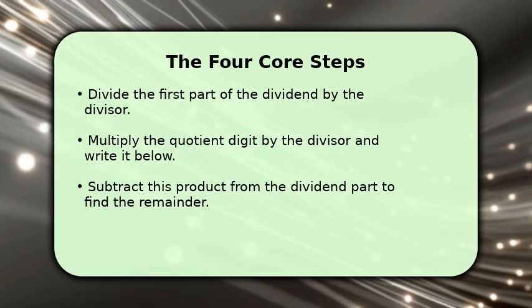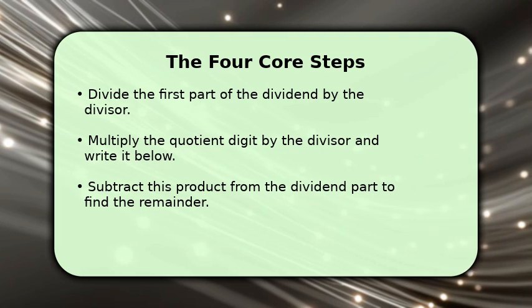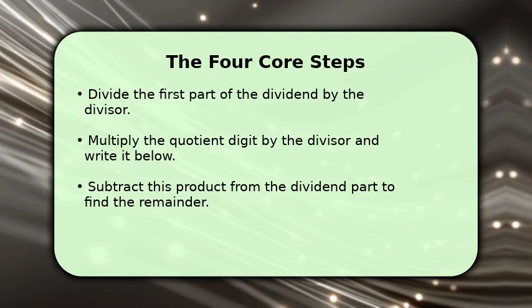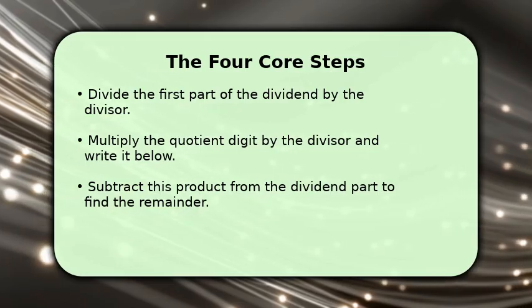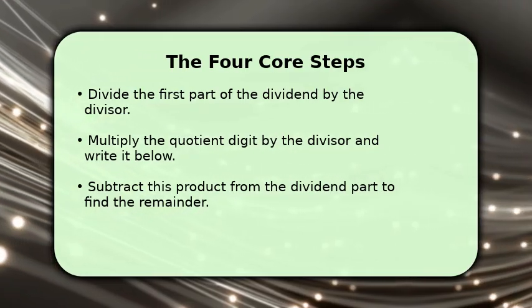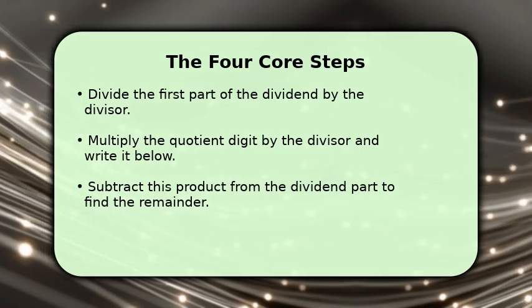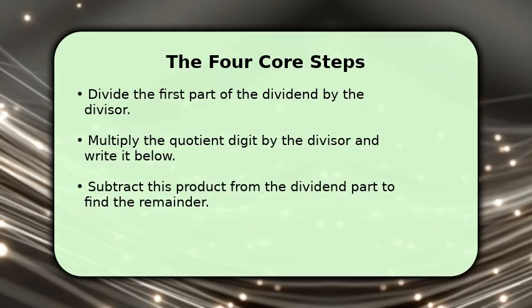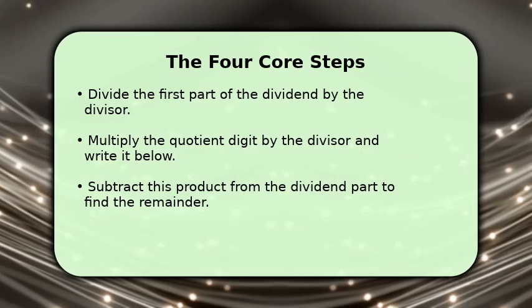Now, let's dive into the 4 core steps: divide, multiply, subtract, and bring down. First, divide the initial digits of the dividend by the divisor. Write that result above. Next, multiply that new quotient digit by the divisor and place it below the dividend's current section. Then, subtract to find the remainder. Finally, bring down the next digit from the dividend to form a new number, and repeat these 4 steps.